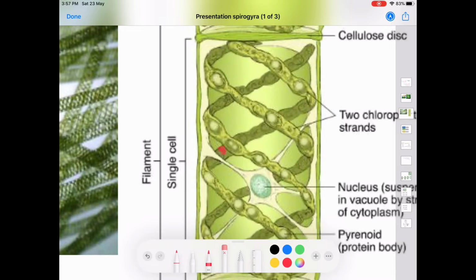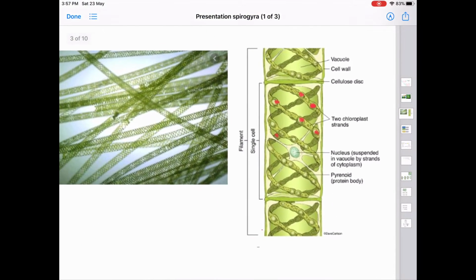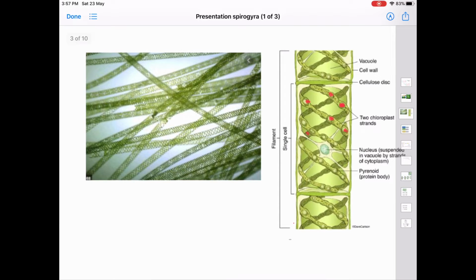In the chloroplast, you can see numerous pyrenoids suspended in it. These are the pyrenoids. The functionality of the pyrenoid is the fixation of carbon during photosynthesis. This is the cellular structure of algae Spirogyra.